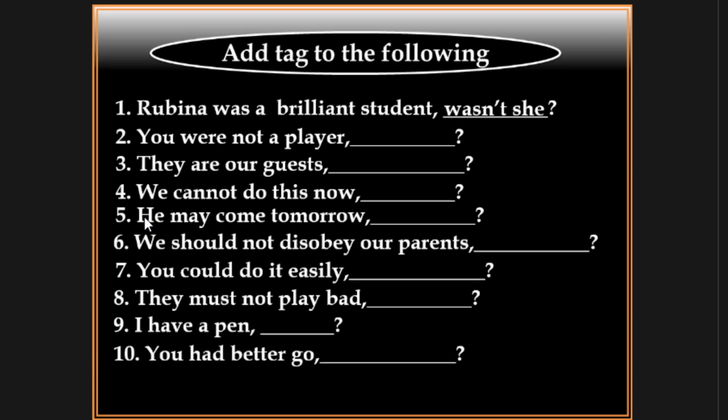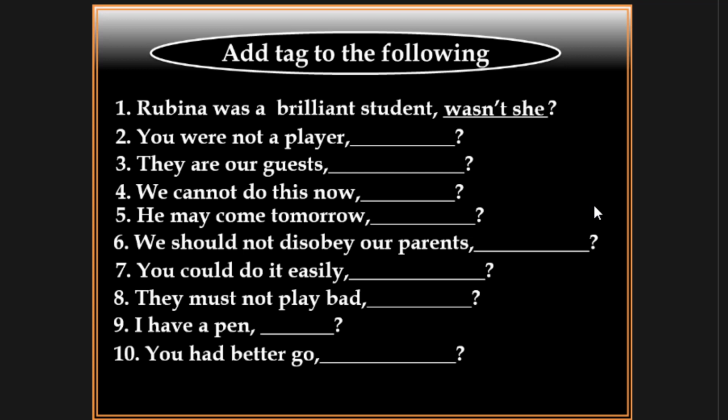Now some examples. Number 1. Rubina was a brilliant student. Here was is an operator and we have to use wasn't. And here the subject is Rubina. That's why we have to use the pronoun of Rubina, which is she. That means the tag question will be wasn't she?